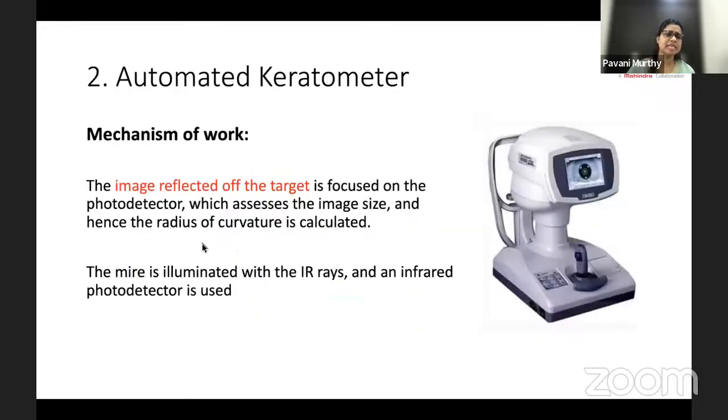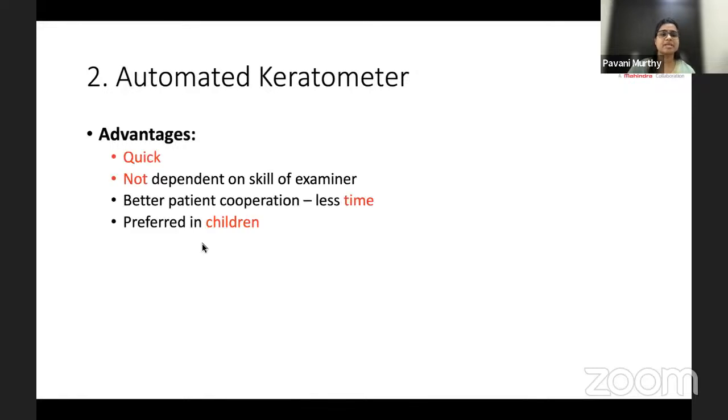Coming to AutoK, this works on the principle that the image is reflected off the target and is focused onto the photo detector, which assesses the image size, and hence the radius of curvature is calculated. The advantages are that it is quick and not dependent on the skill of the examiner. That is why inter-observer variation is eliminated. It takes less time, has better patient cooperation, and can be used in children, but the disadvantage is that the acquisition is static. That means the examiner has no appreciation of the accuracy of the measured movement.